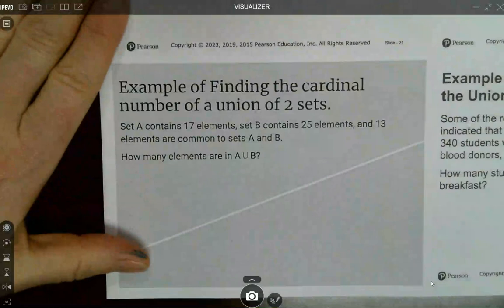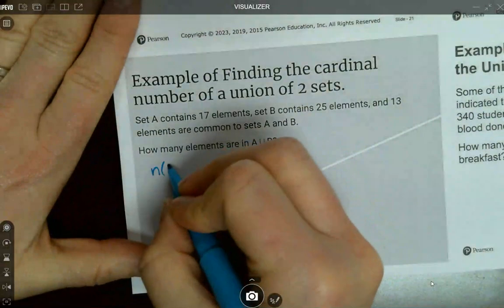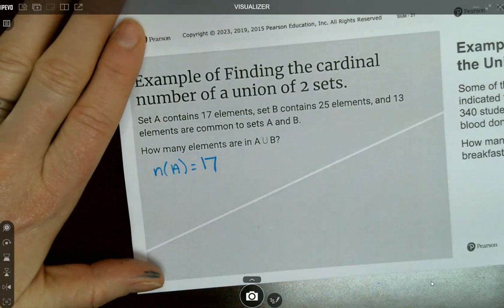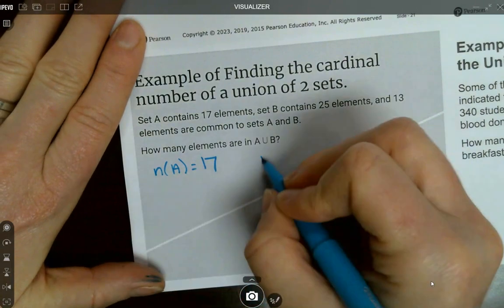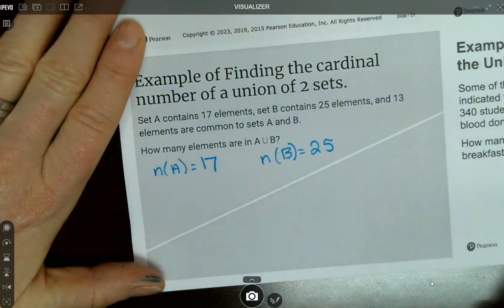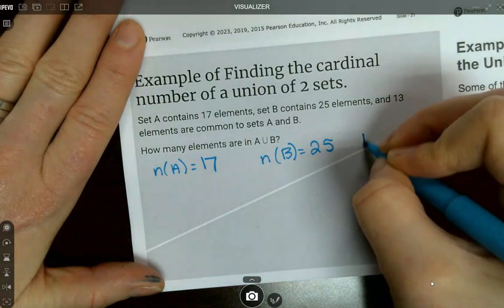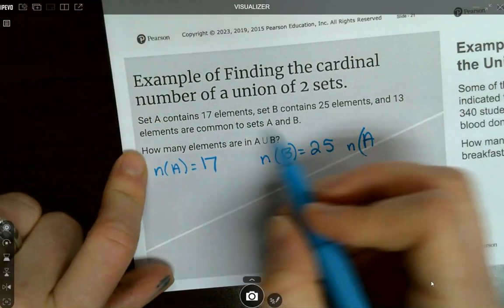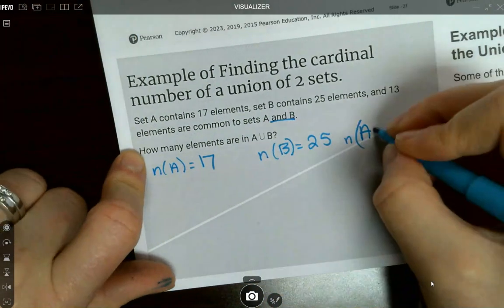So let's look at one example. Set A contains 17. Let me write it: the cardinality of A is 17. The cardinality of B is 25. And then there are 13 elements in common, in sets A and B.